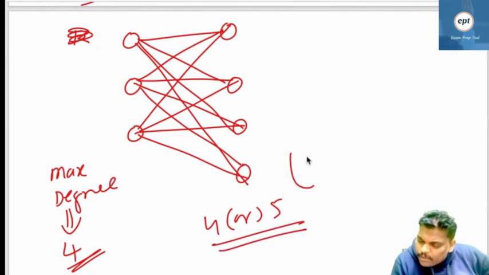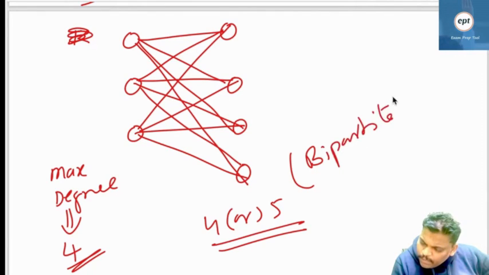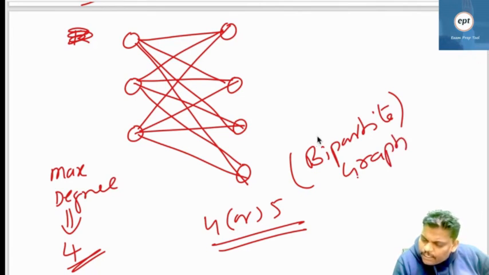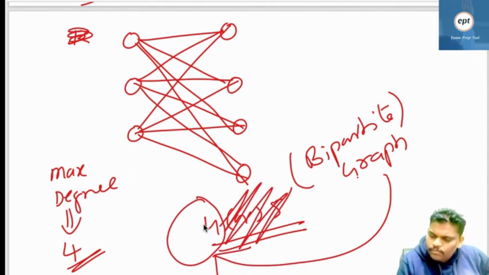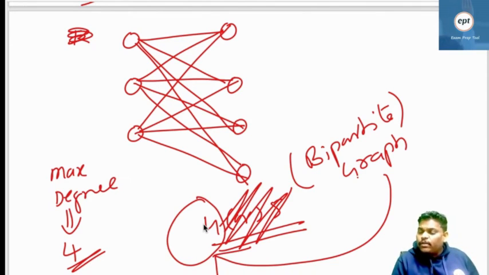But one thing: is it a bipartite graph? Complete bipartite, whatever it may be. Complete or not doesn't matter. If it is a bipartite graph, the answer is always 4. The answer is actually 4 or 5, but because it is a bipartite graph, 4 only.